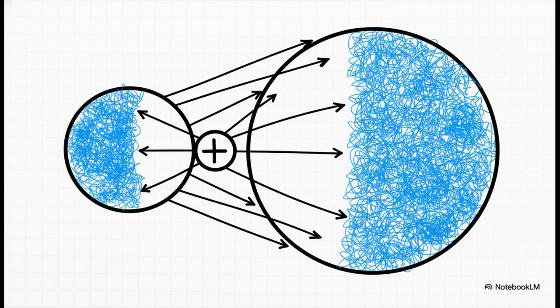So if the number of lines is constant, but the area they're spread over is growing like r squared, then their density has to drop as 1 over r squared. And that right there is the famous inverse square law. It means if you double your distance, the strength drops to a quarter. Triple the distance, it drops to a ninth. It's a fundamental rule of the universe.